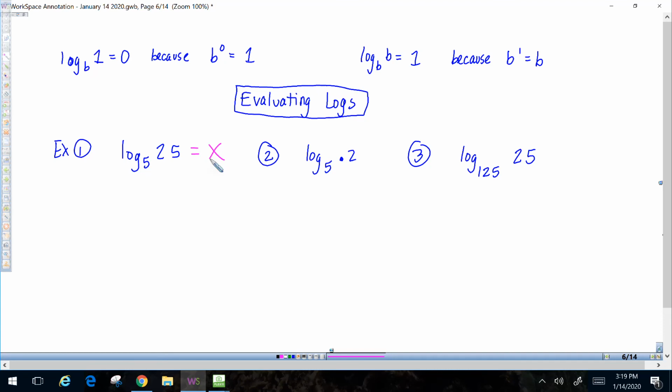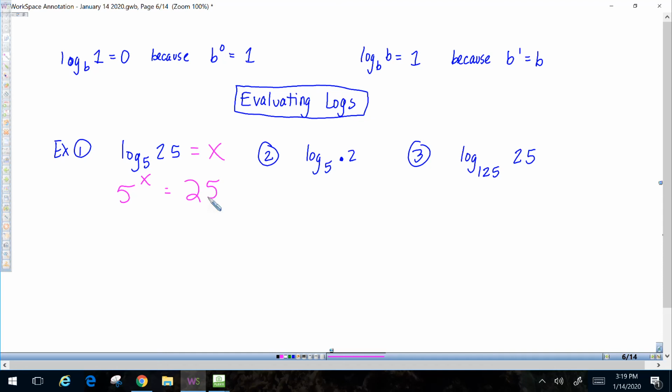We would read this problem, log base 5 of 25 equals x. So 5 is your base, x is your exponent, 25 is the answer part. Now, right now, many of you know the answer is, go ahead and say it, 2. That's right, because 5 squared is 25.